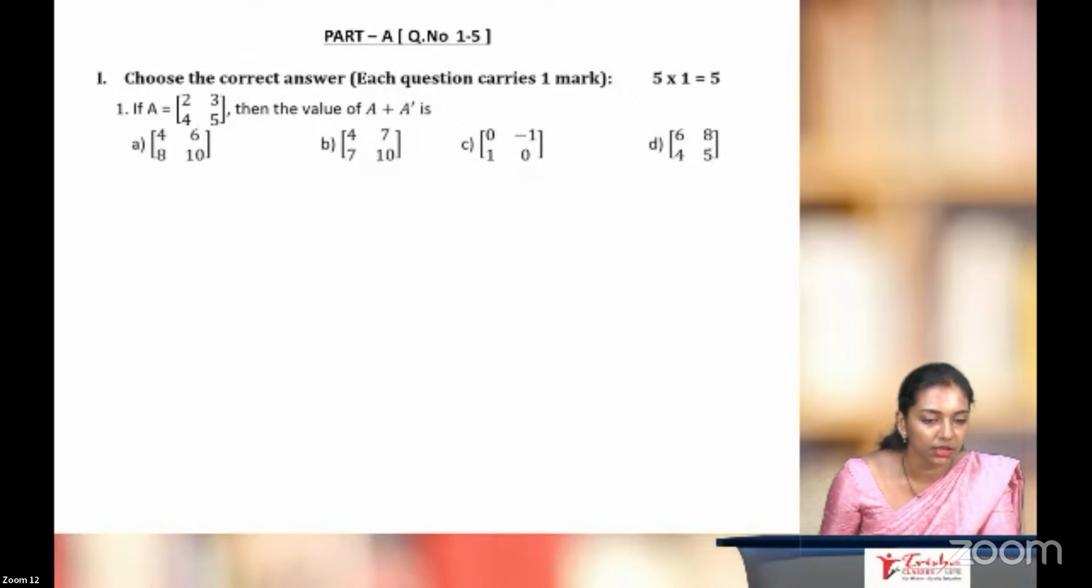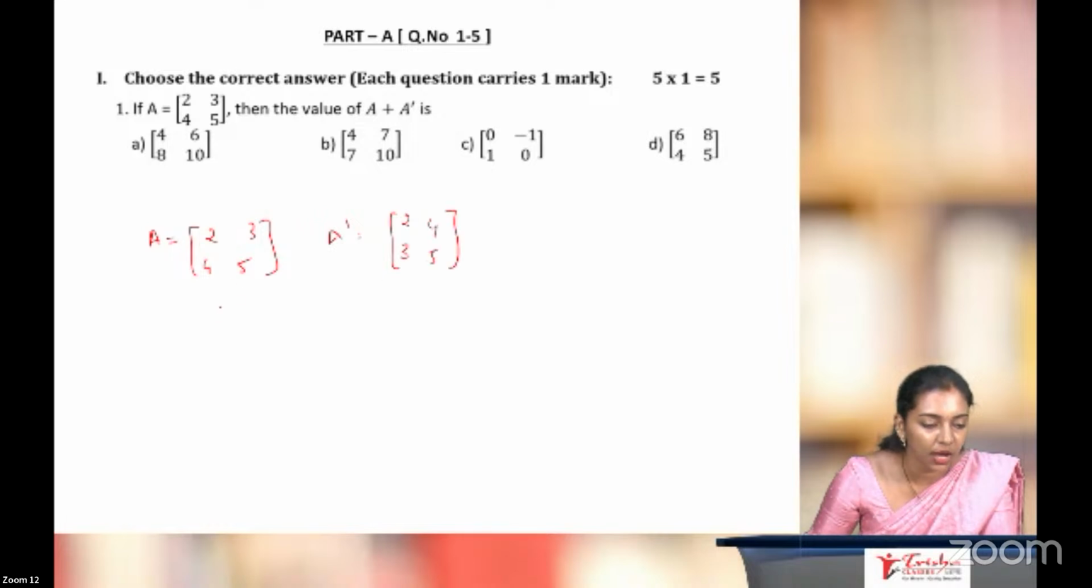Now coming to the next part. I have taken one more question paper. Let's solve these questions. A little bit different types of questions. See, as I have told, in part A, first question will be either from matrix chapter or else from determinant chapter. So this is a question from matrix chapter, A plus A complement. So what is A? A is 2, 3, 4, 5. So A dash, complement, transpose. Transpose rows become columns, 2, 3, 4, 5.